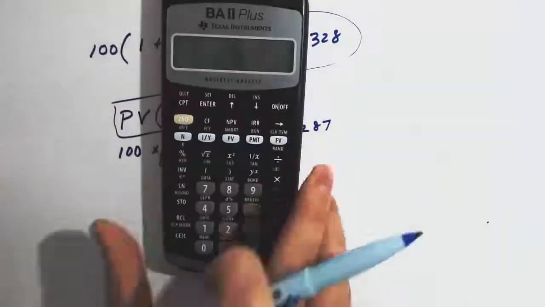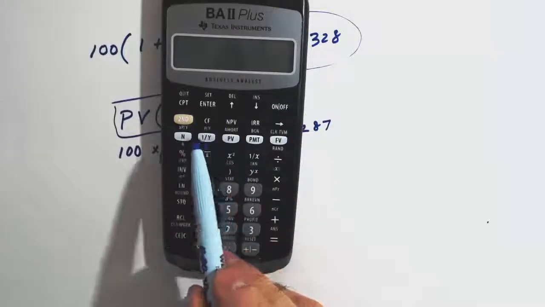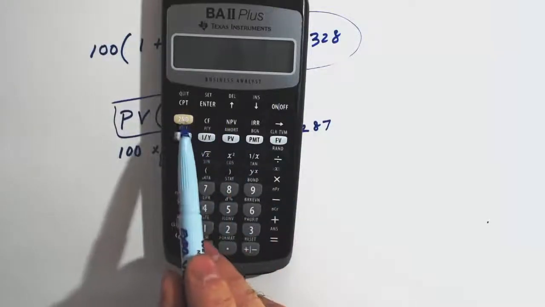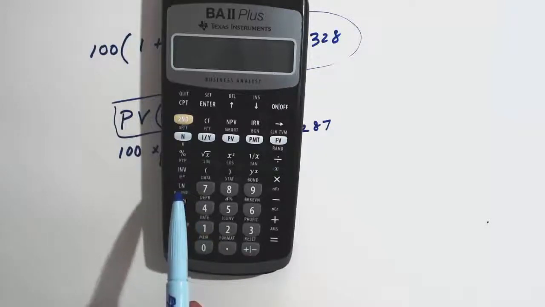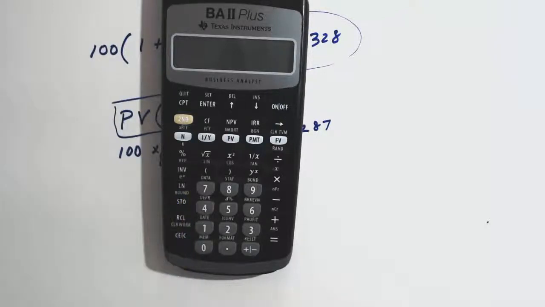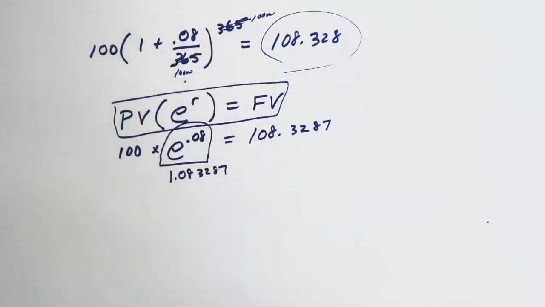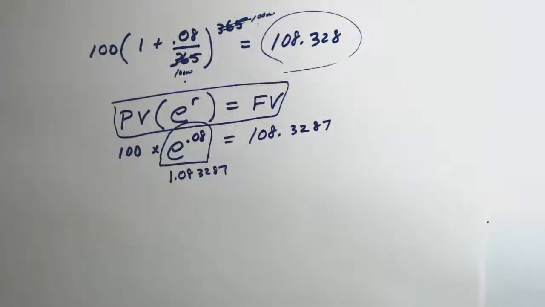So I've got a BA II Plus here. You'll have to hit this yellow button, the second button, to get down to e^x. And then to flip out of e^x, you hit the natural log, LN button. So they're the inverses of each other. e^x and LN, natural log, are inverses of each other.